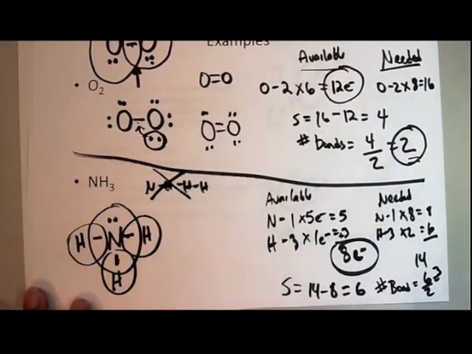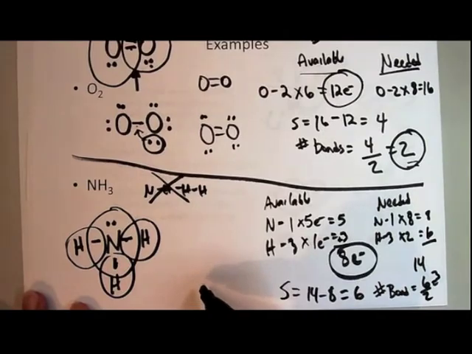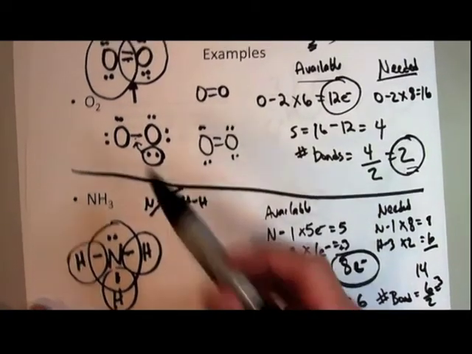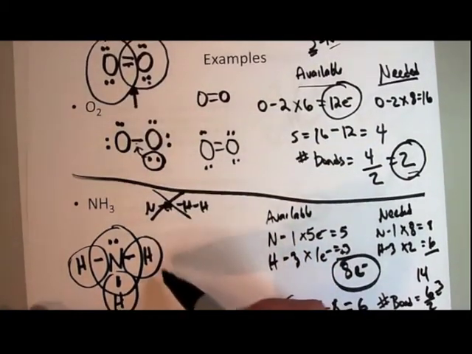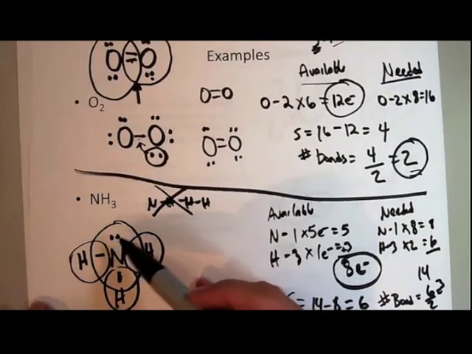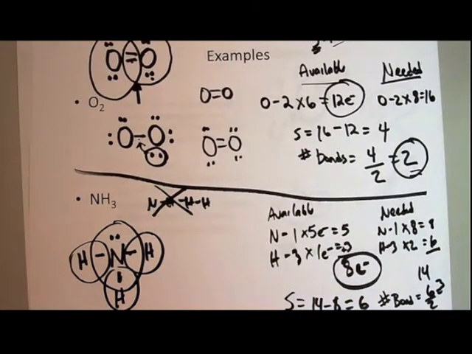Okay, so that's how we decide what's connected to what and what types of bonds. Is it a double bond or is it a single bond? Are there non-bonding pairs of electrons present or not? You use the Lewis structures, okay? You use the rules for the Lewis structures.